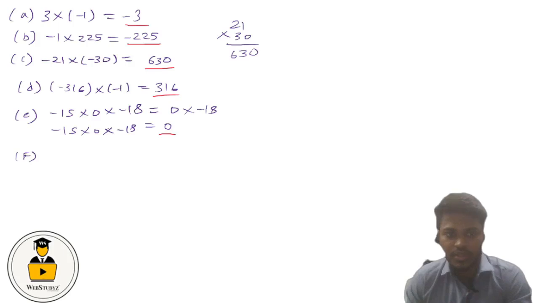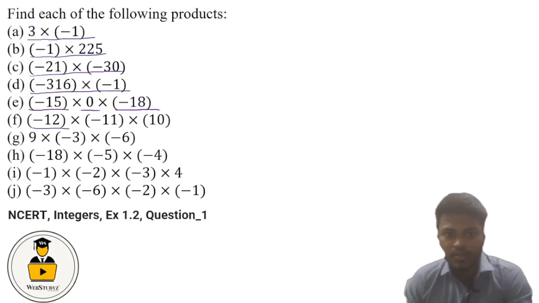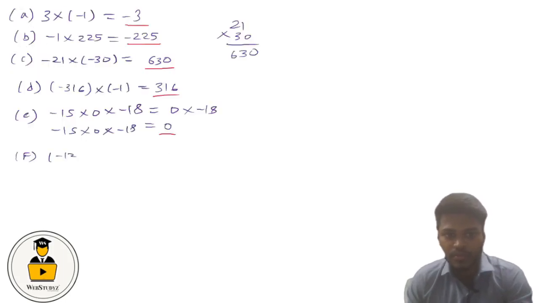Now let us consider the next example. So we have minus 12 into minus 11 into 10. So let us first find the product of minus 12 into minus 11. Now as we know, the product of two negative integers will give us a positive product. So 12 into 11 will give us 132 and it will be positive, and 132 into 10 will be 1320. So the product comes out to be 1320.